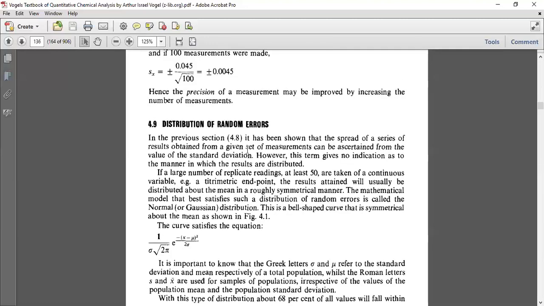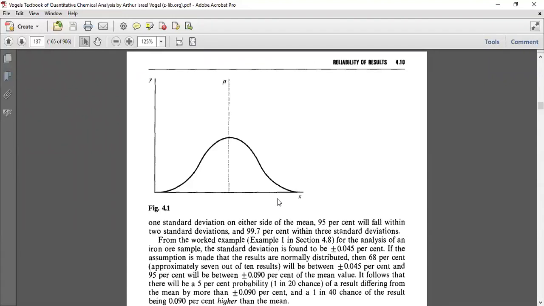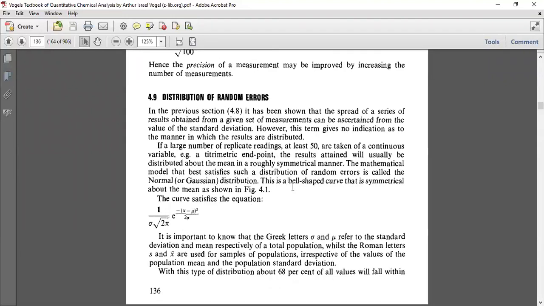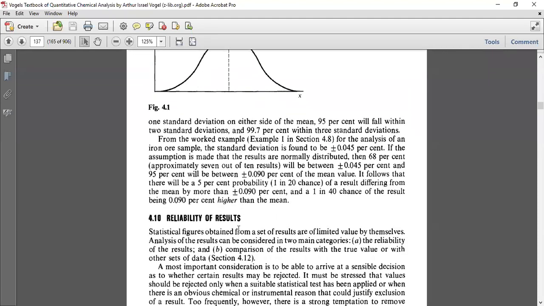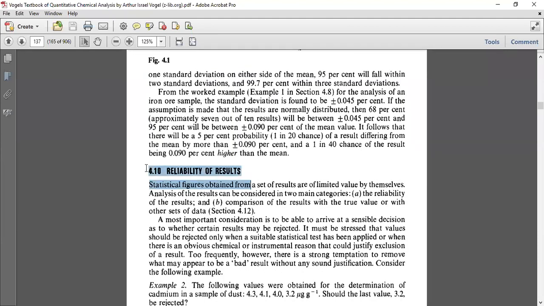So that is called a distribution of random errors or Gaussian curve. Then we had seen where we have to use sigma and where we have to use mu, that is the Greek letters, standard deviation and mean, isn't it? Then reliability of results. What is the meaning of reliability of results? That is nothing but Q value or Q test.